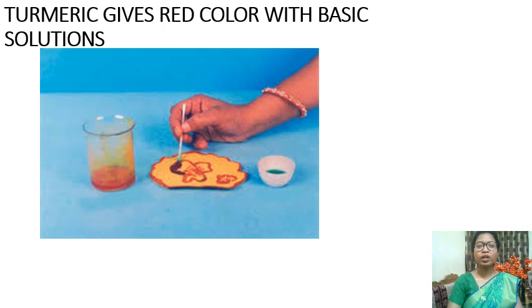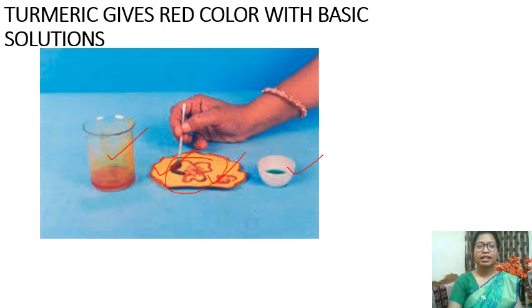So how do we do the activity? You have the piece of paper, the detergent solution and the turmeric paste. You are going to take detergent solution with the help of a bud. You dip the bud in the detergent solution and try to draw something interesting, or you write whatever you want to write. So what is the color here? It is red in color.